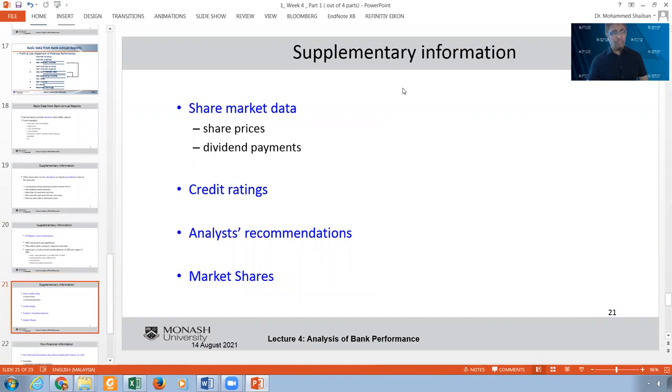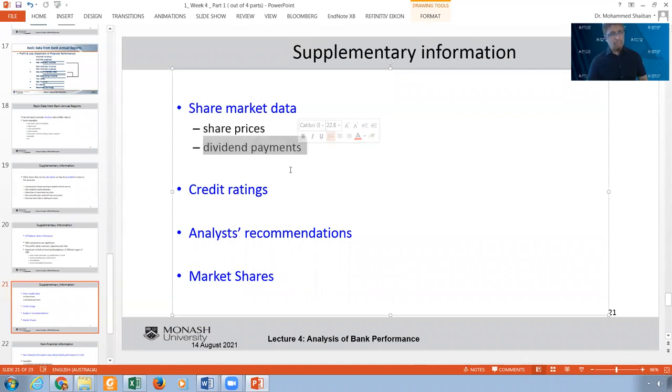Okay, now let me go to the supplementary information. We have also share market data, we can get it. This is related to the share price and dividend payments, and we can do some analysis about this. Rating agencies provide good information about banks, and they are accurate information.